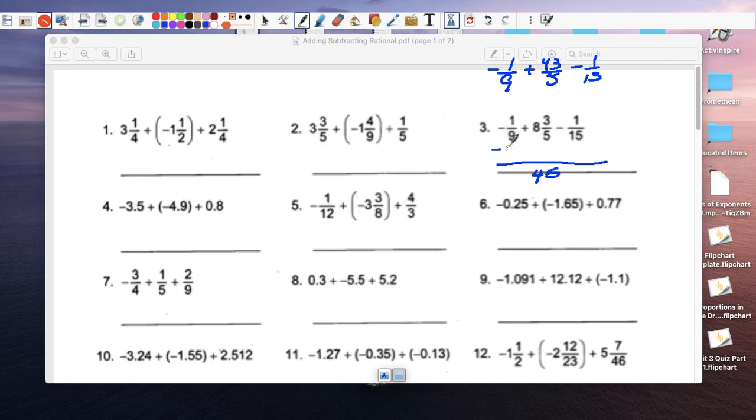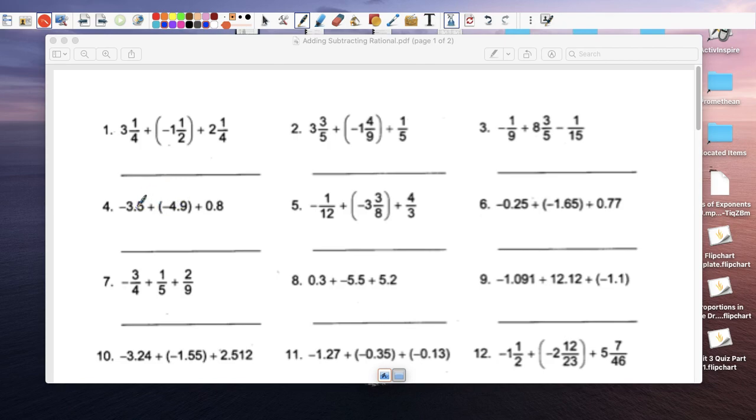So it's going to be negative 5 plus 43 times 9, which is 387, minus 15 times 3, which is 3. Okay, and that's what we have. So this is going to be over 45. Negative 5 and 387 is 382 positive, and 382 minus 3 is 379. Okay, so this is going to be 8 and 19 over 45.